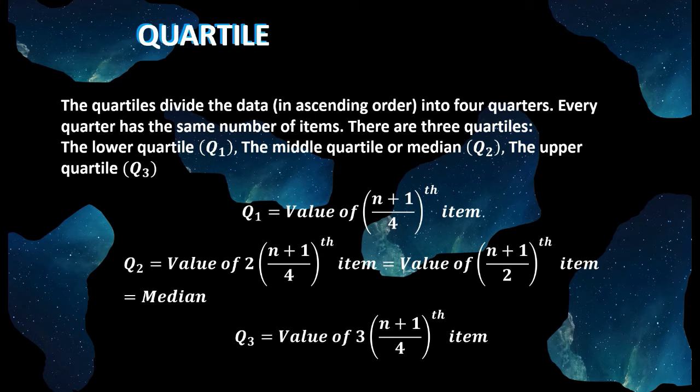The quartile divides the data into 4 quarters. Every quarter has the same number of items. There are 3 quartiles: the lower quartile, the middle quartile or median, and the upper quartile. And each quartile has a different formula.